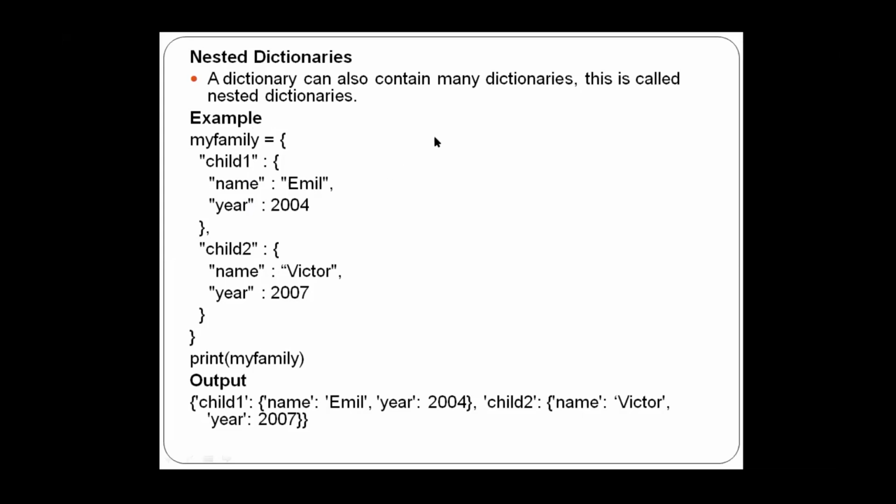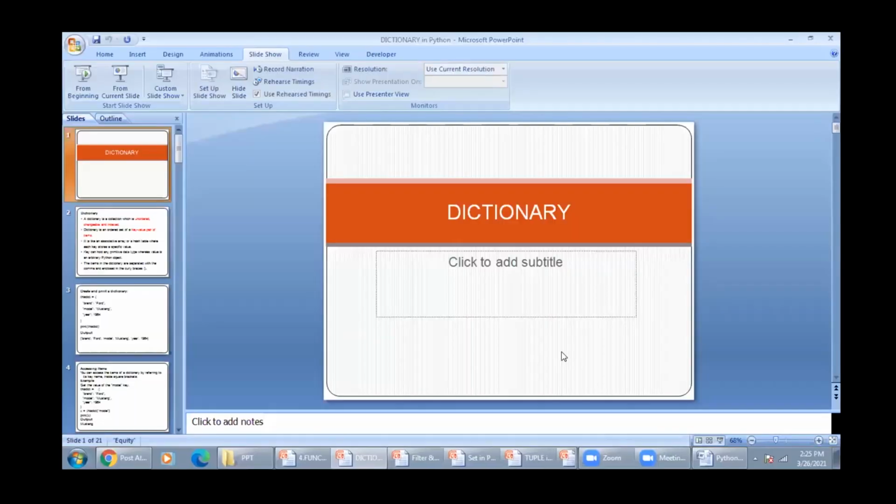Now when I print the output here, child one is the name of your dictionary, and this is the contents of your child one. And child two is again the name of a dictionary, and this is the contents of your child two dictionary. So now we have completed dictionary.